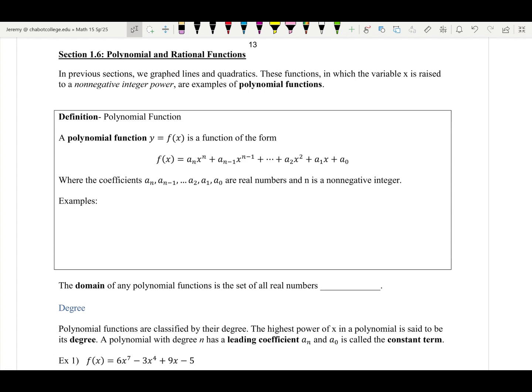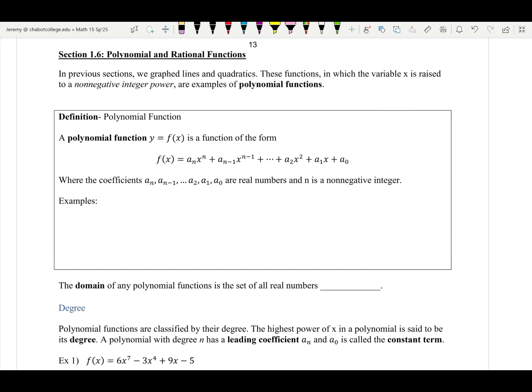So in previous sections, we graphed lines and quadratics. In these functions, the x variable is raised to a non-negative integer power. And the blanket term for this type of function is a polynomial function. Quadratics and linear functions are both examples of polynomial functions. A polynomial function more generally is one in this form down here. This is a very complicated mathy way of expressing this.